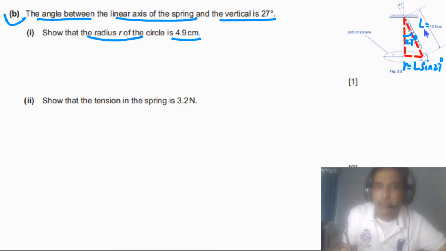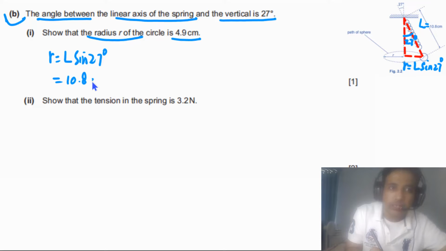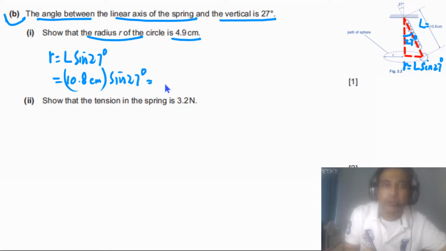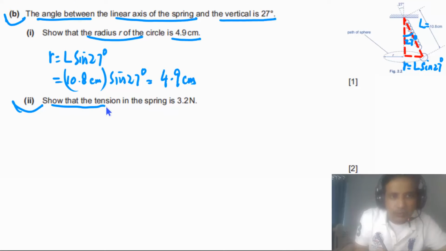L is 10.8 centimeters. So simply we can say r has to be equal to L sine of 27 degrees. L we have, that is equal to 10.8 centimeters multiplied by sine of 27 degrees. So our final answer in this case will be 4.9 centimeters. Pretty straightforward one. Simply you need to understand how to form the triangle, then how to solve the triangle. For the second part, we need to show that tension in the spring is equal to 3.2 newtons.